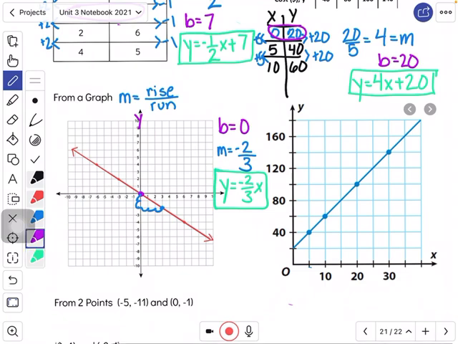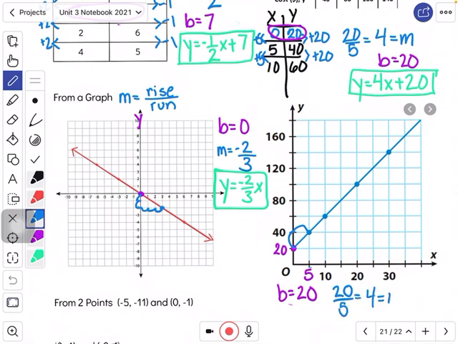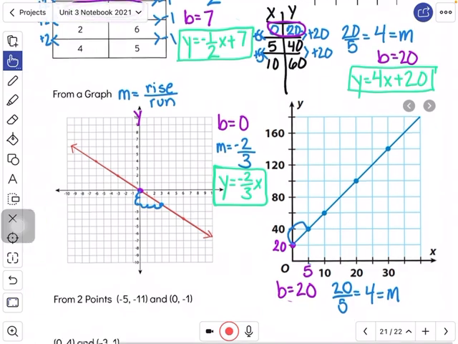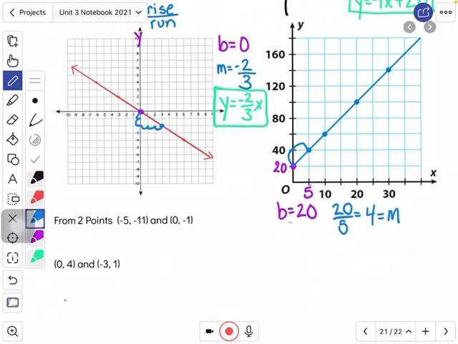Moving over here, we're going to start again with our y-intercept of 20 because these increments, right, are 20. These increments are 5, so we need to be careful. Up 20, right 5. So our final slope is 4. Plug in. Our equation is y equals 4x plus 20.